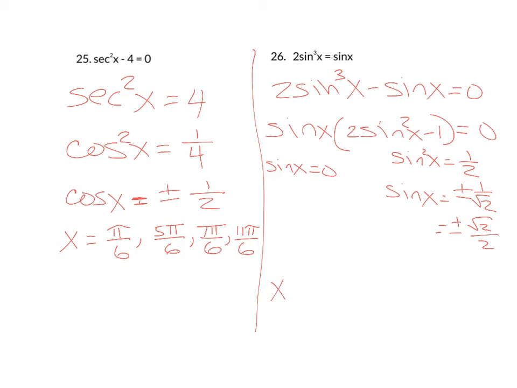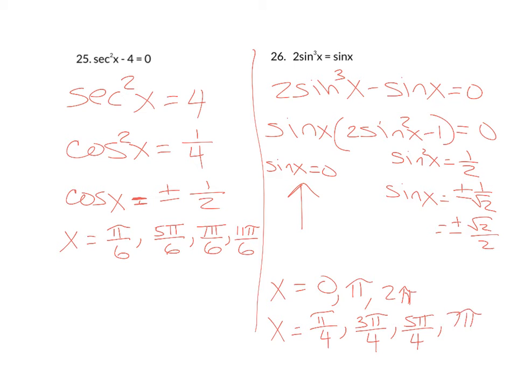Sine equals 0 at 0, pi, 2 pi. And sine equals root 2 over 2 at pi over 4 in all 4 quadrants: 3 pi over 4, 5 pi over 4, 7 pi over 4. That's it.